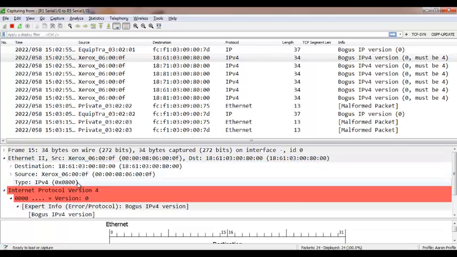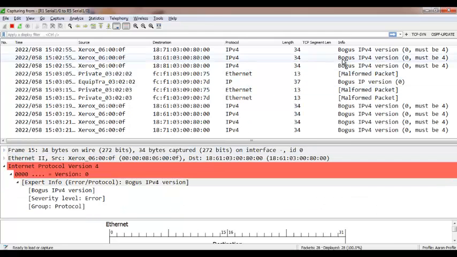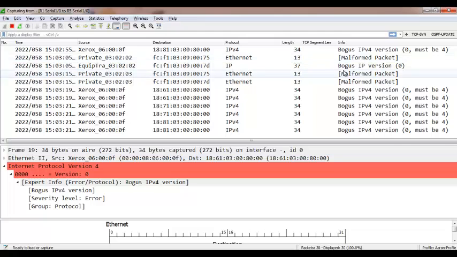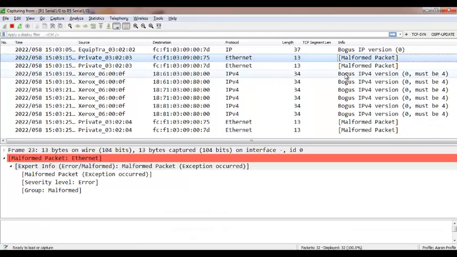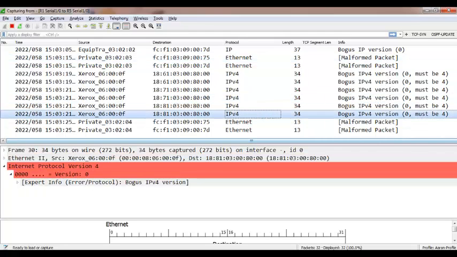Sorry, this won't capture. This is only Ethernet. Frame relay it couldn't show us. Just doesn't have that capacity.